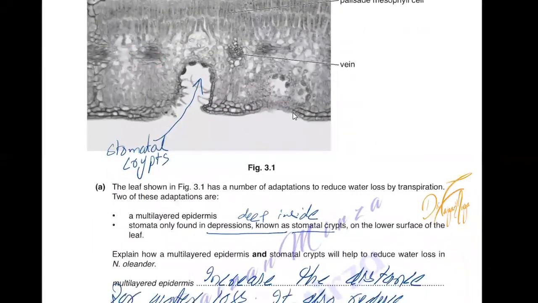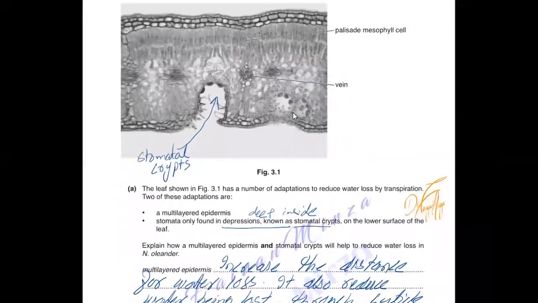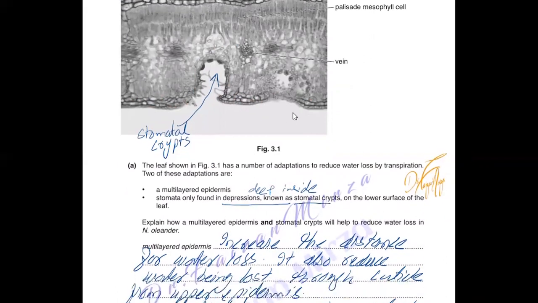The leaf shown in figure 3.1 has a number of adaptations to reduce water loss by transpiration. Two of these adaptations are a multi-layered epidermis. So you can see, yes, there is a multi-layered epidermis. Stomata are found only in depressions deep inside, known as stomatal crypts, on the lower surface. So the upper surface lacks stomata altogether, and the lower surface has stomata only inside the stomatal crypts and nowhere else on the lower epidermis.